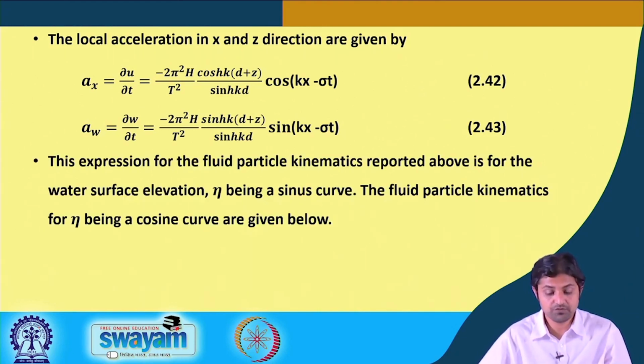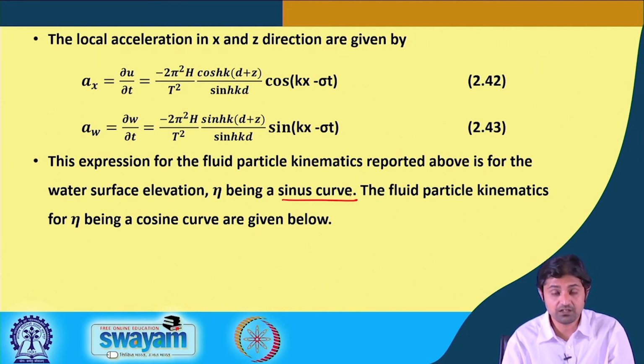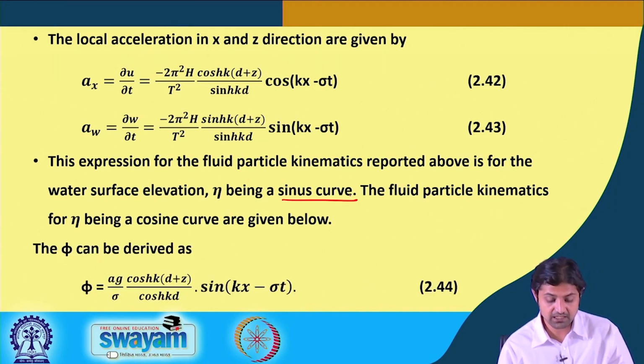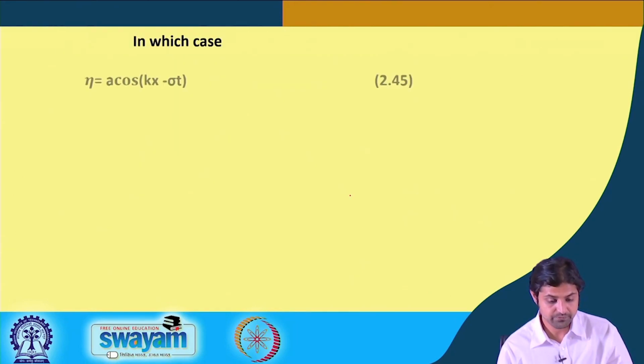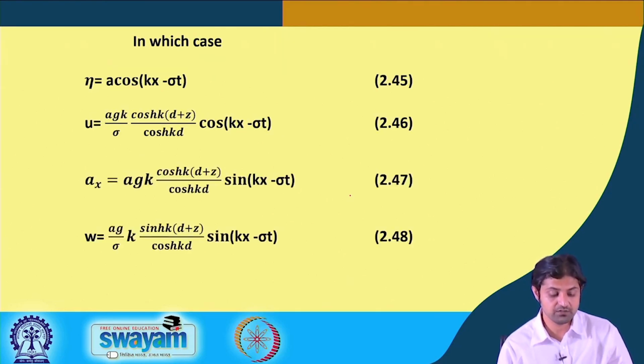So, this expression for fluid particle kinematics reported above is for the water surface elevation being a sine curve. So, we started with a velocity potential where our time variation was sin(kx minus sigma t). Similarly, if we assume a cosine curve, phi can be derived as sin(kx minus sigma t), correct. So, in this case eta will be a cos(kx minus sigma t), and u, ax, w and aw will change.